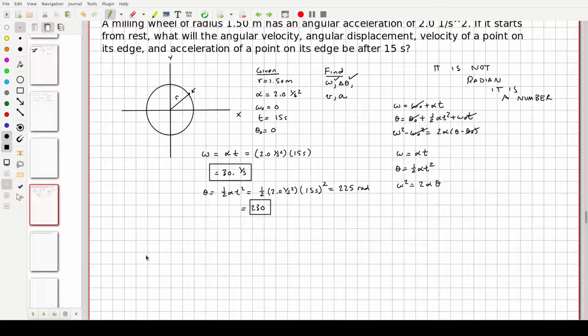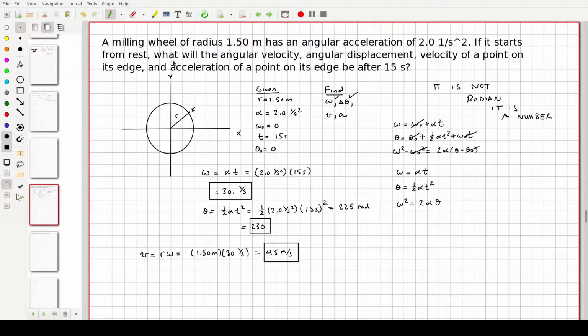Why don't we find v next? Well, v is your tangential velocity, and it is equal to r times omega. R is 1.5 meters. Omega after 15 seconds is 30 radians per second. So 1.5 times 30 is 45. 45 meters per second. That's your tangential velocity. Now, what about your tangential acceleration?